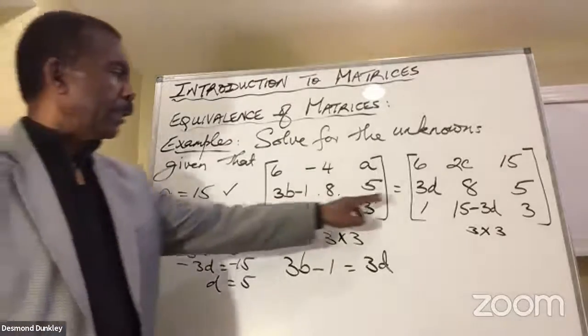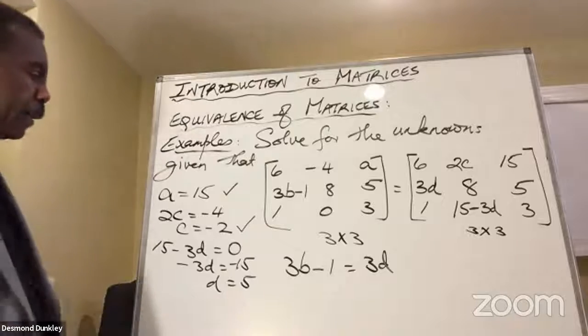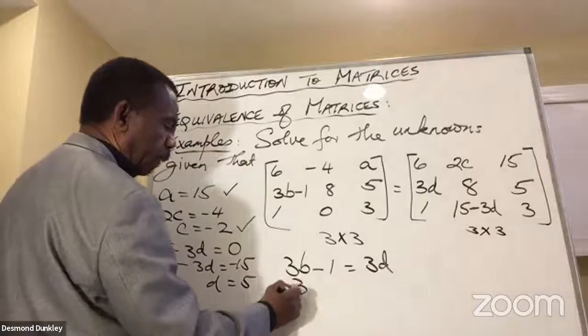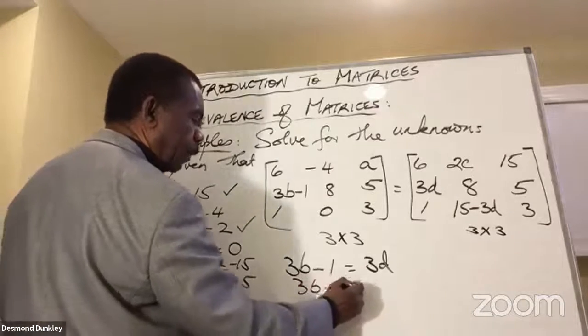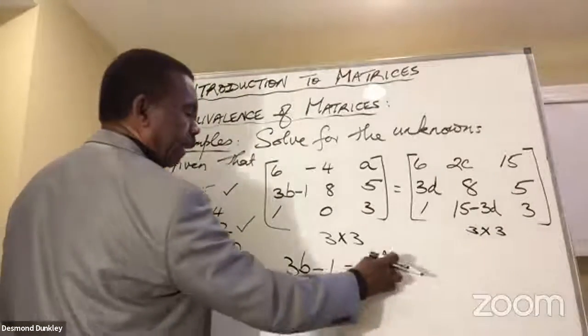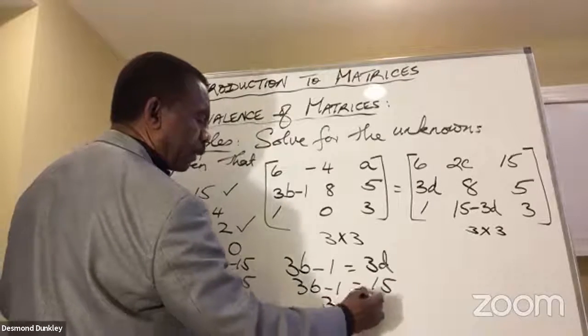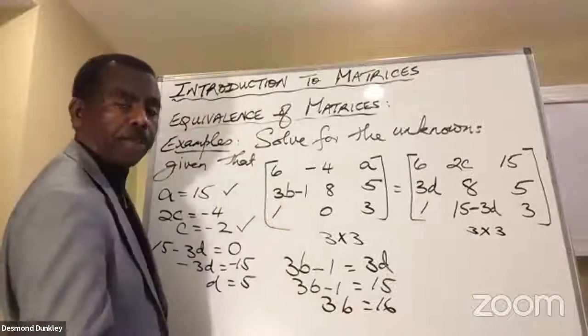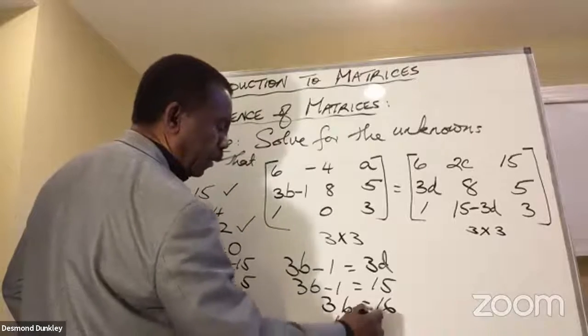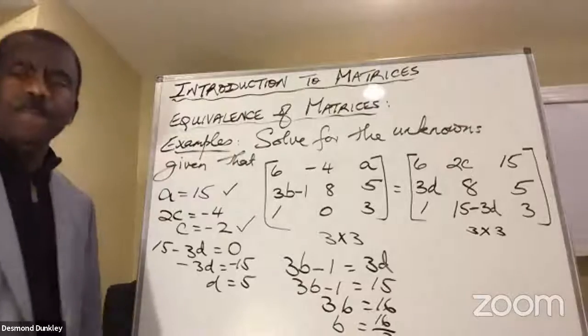3B minus 1 is equal to 3D. What is D? D is 5. So I can put 3B minus 1 equal to 15. If D is 5, 3 times D is 15. So therefore, 3B is equal to 16. So therefore, B is equal to 16 over 3.